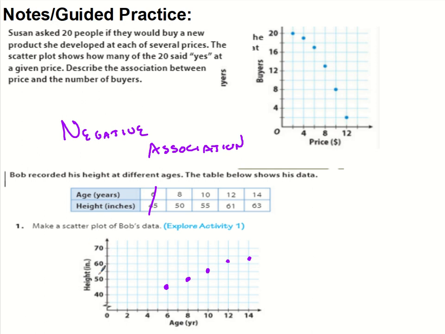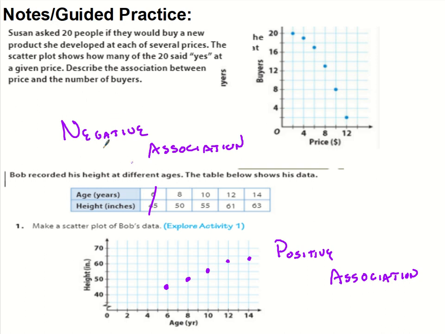Now we made the scatter plot. If I were to describe this association, this would be a positive association, because as he got older, he got taller, which makes sense, right? As a person gets older, typically speaking, they get taller. So as one increases, the other one increases as well. Now at some point, it's going to stop when we stop growing. But with this particular data, we have a positive association.